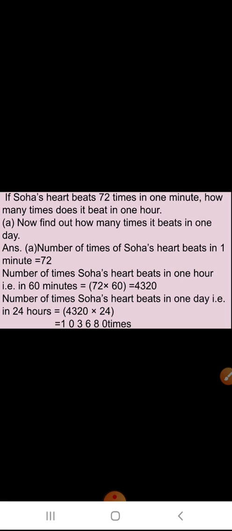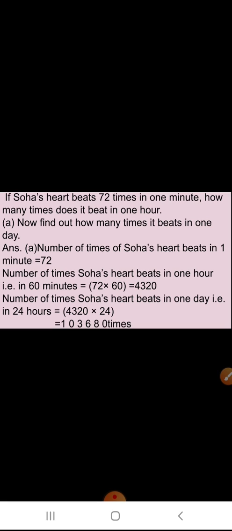This is from your NCERT book. You all open your NCERT book, page number 173. Same chapter, ways to multiply and divide. In this one, some questions are given to you. Numericals are given to you. You have to read them and understand them, then solve them. So let's try to solve them together.